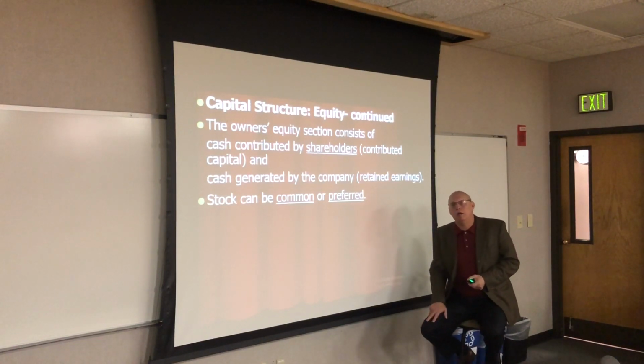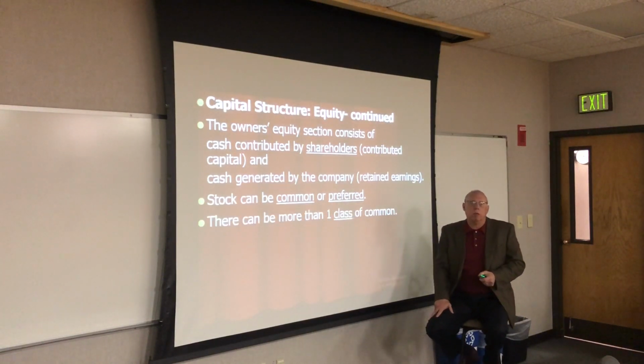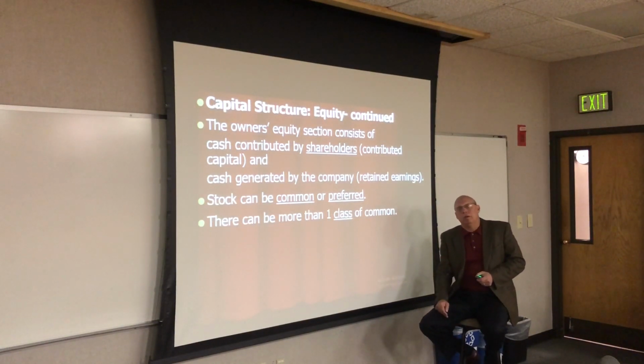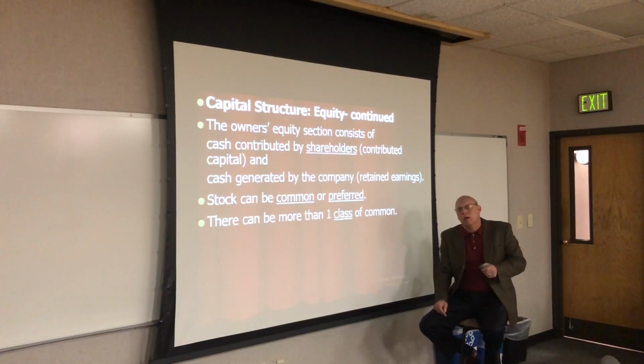I've mentioned that there are different types of stock. Stock can be common stock and it can be preferred stock, and we're going to go over both types of stock. We're going to start with preferred stock in just a couple of slides. There can be more than one class of common stock. What I mean by that is when you buy stock, you need to make sure what class of stock you're buying. There's A class, B class, C class.